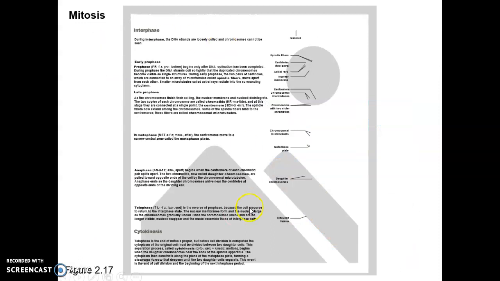So here's a summary of mitosis, and I'm sorry that some of the pictures didn't pop up. This happens sometimes with PowerPoint, but this is figure 2.17 in your textbook.